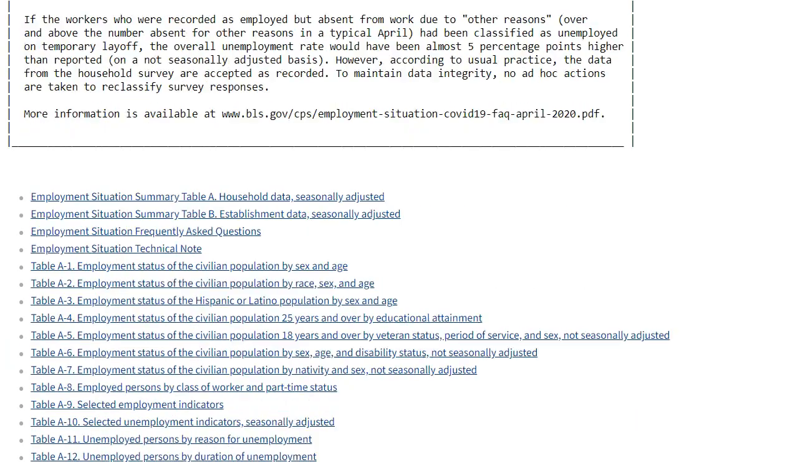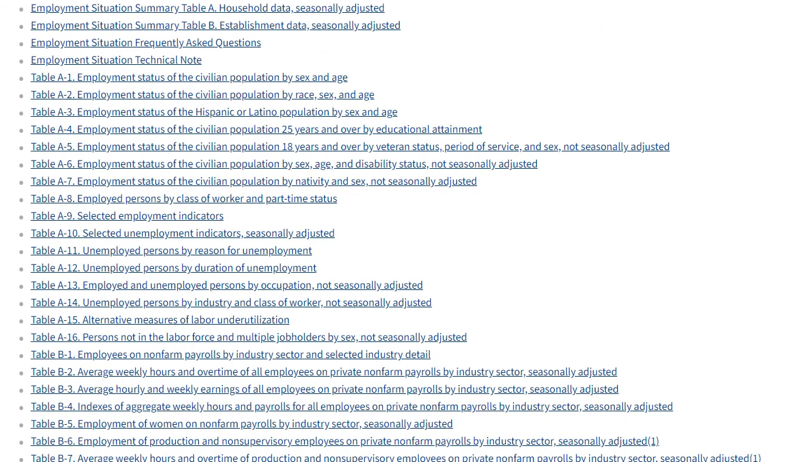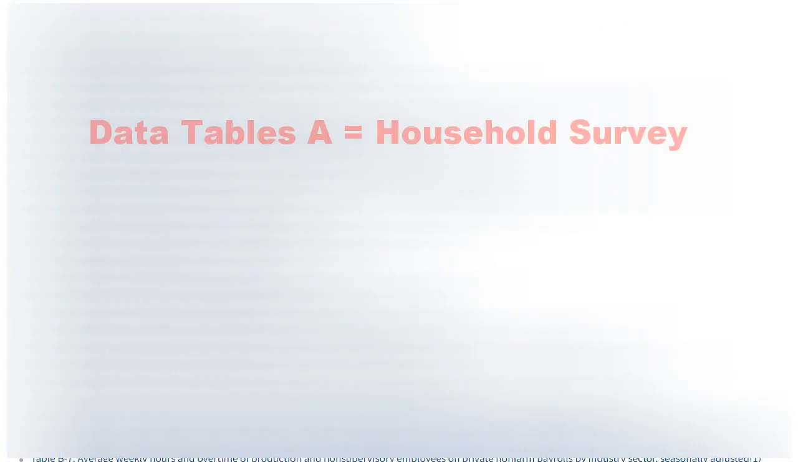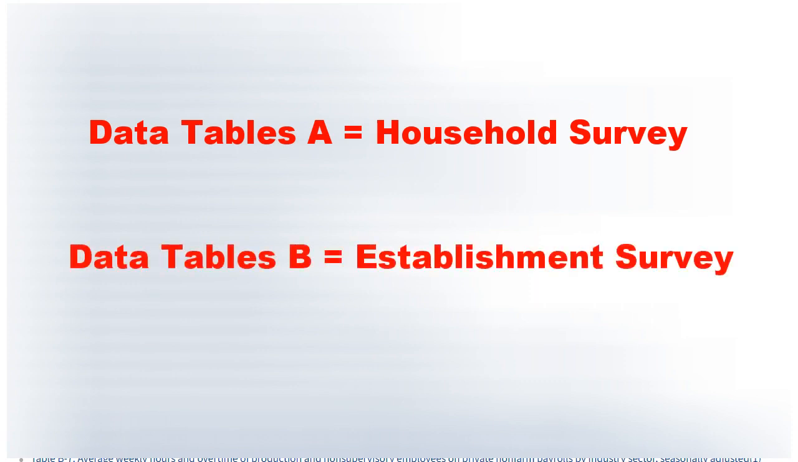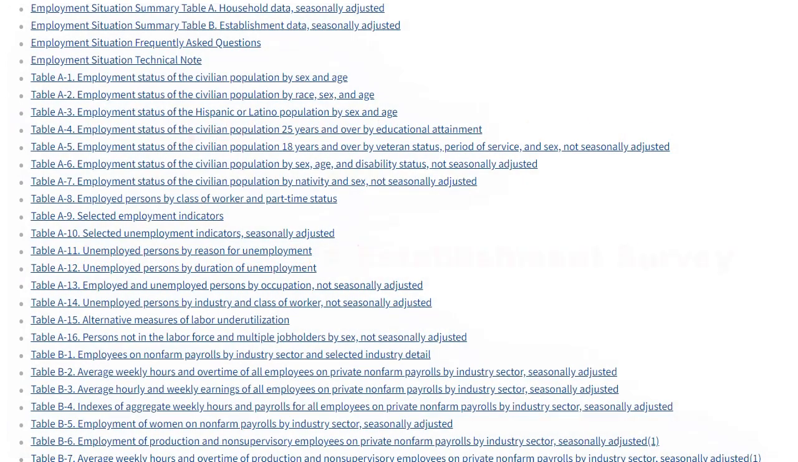Below the synopsis is the data tables. These are broadly broken up into two types, data table A and data table B. So data table A comes from the household survey, while data table B comes from the establishment survey. Feel free to look through all of them on your own if you want to see the data available, but I'll go ahead and cover the most relevant and important ones that you'll normally want to examine. This will save you time and concentrate your energy wisely as it's sort of overwhelming to look at them all.